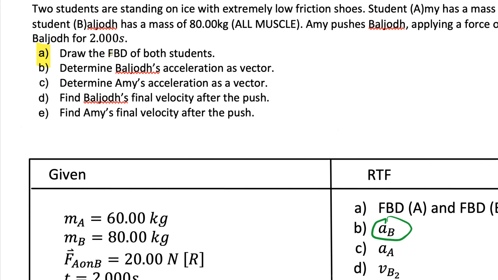So part A, we need to draw a free body diagram of both the students. Part B, we're trying to determine Balja's acceleration as a vector. Part C, Amy's acceleration as a vector. Part D, we're trying to find Balja's final velocity. And part E, we're looking for Amy's final velocity after the push.